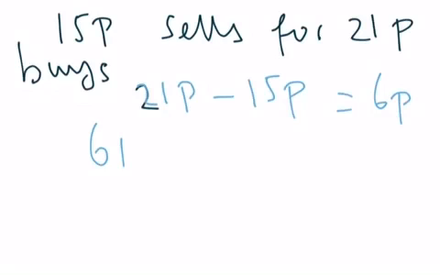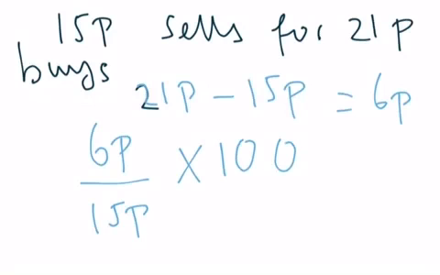Divide that 6 pence by the original value, which is 15p, the original cost, and to make that into a percentage, you times that by 100, and that will give us 40%.